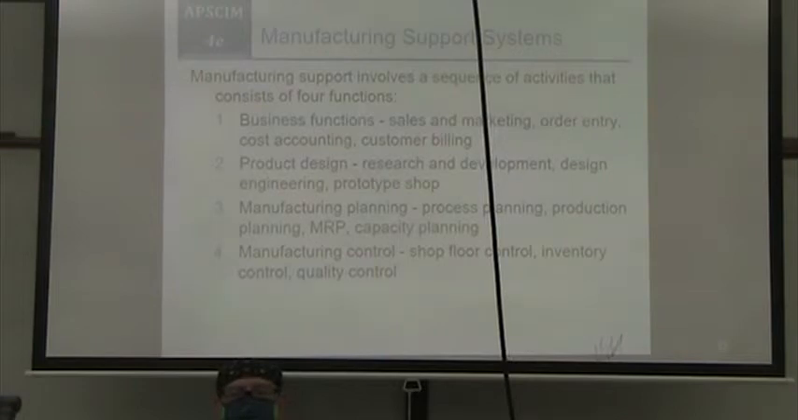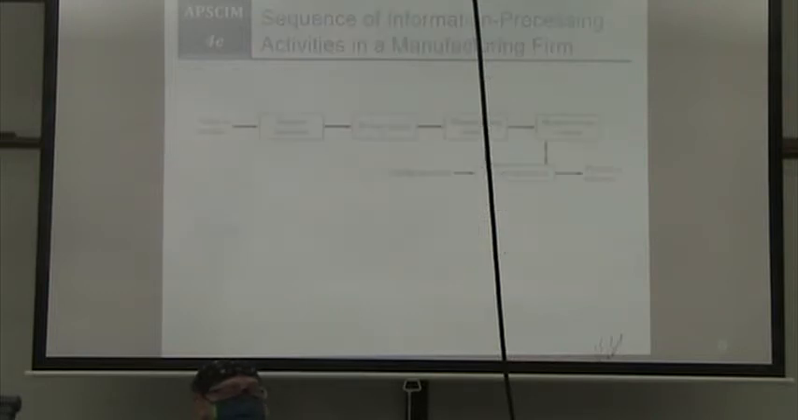Then we have manufacturing control. That includes shop floor control, which is pretty obvious. You have supervisors and shop floor engineers. Inventory control, how much of what are we keeping in our storage so we can keep our production going, and quality control. And notice they don't mention quality assurance in there anywhere, which should be under manufacturing planning.